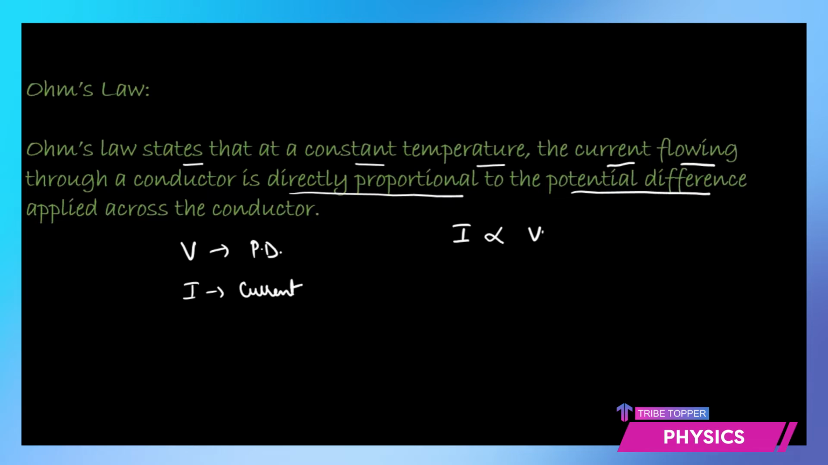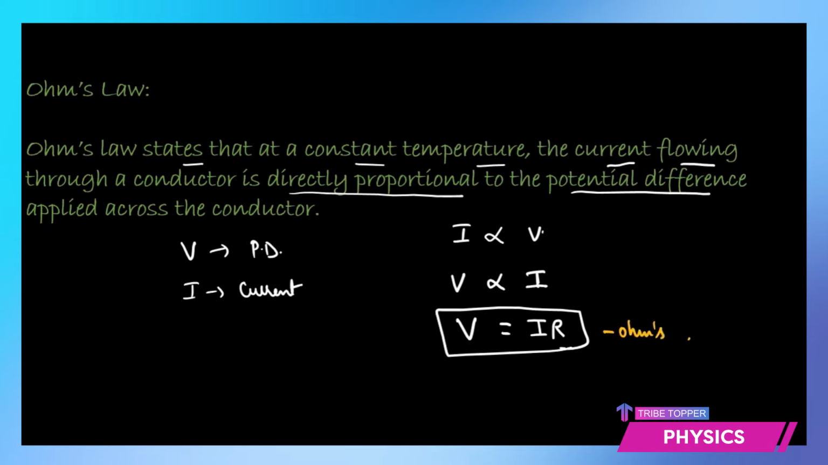Now, we can also write it this way. So V is proportional to I. So high current would mean a high amount of potential difference. When we remove the proportionality sign here, we add a constant of proportionality, which is R. So the relation becomes V is equal to IR. And this is the famous equation of Ohm's law, that V is equal to IR.